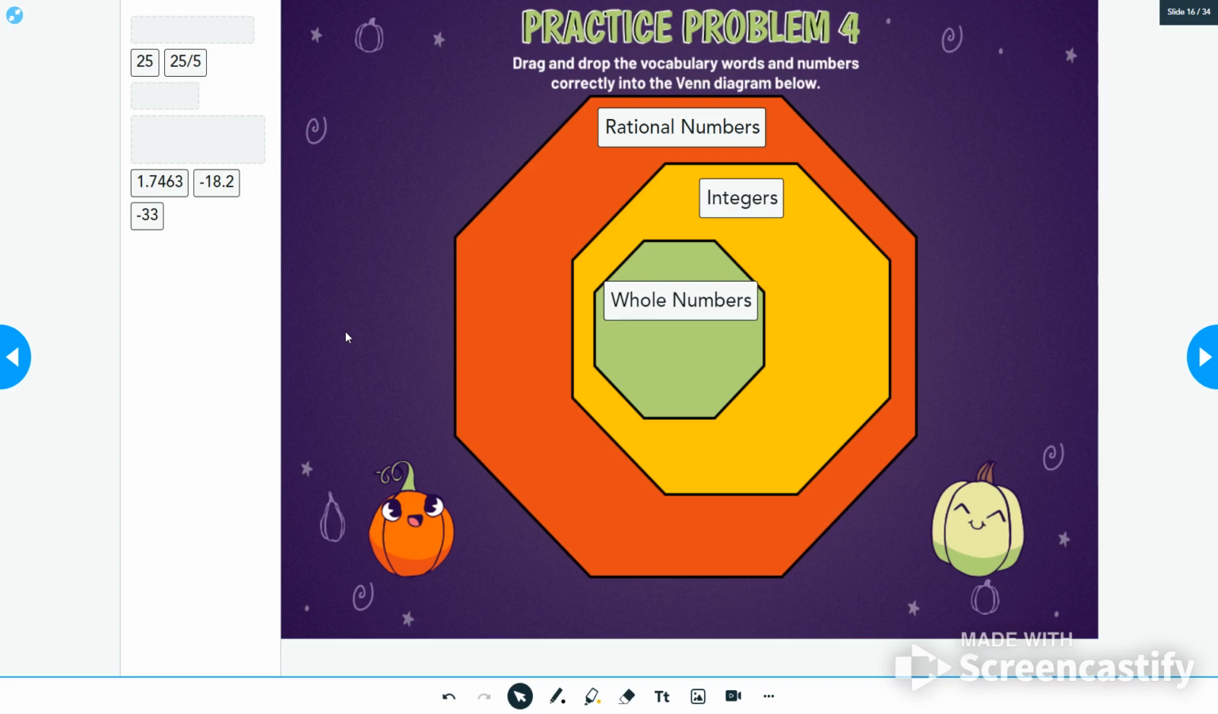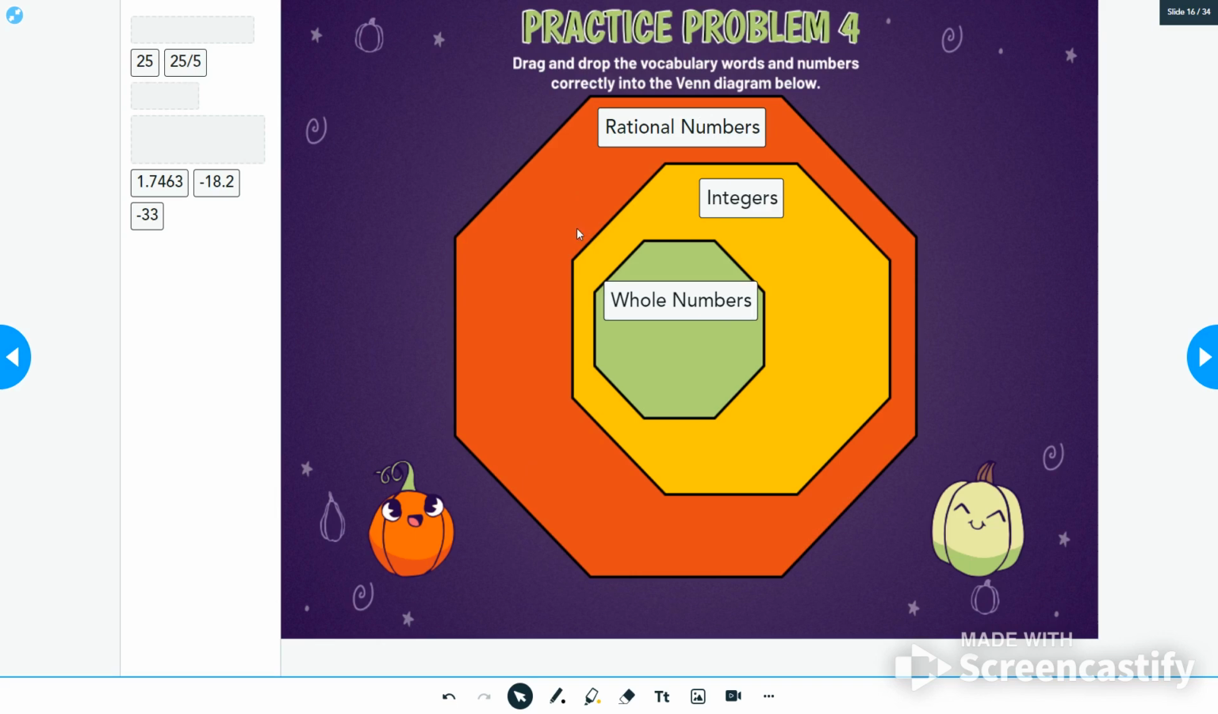Now let's talk about how these all relate to each other. So whole numbers is a subset of integers, and that means that all whole numbers are also integers. And then also we have whole numbers and integers. They are subsets of rational numbers. And that means every whole number is an integer, and both whole numbers and integers are also rational numbers. And so rational numbers includes most numbers that exist.